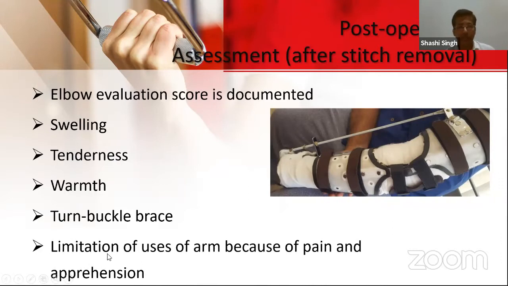There are some limitations in use of the arm because of pain, so I told them to just do active light exercises like writing something, tearing a paper, cutting soft vegetables, so that he is able to do them.